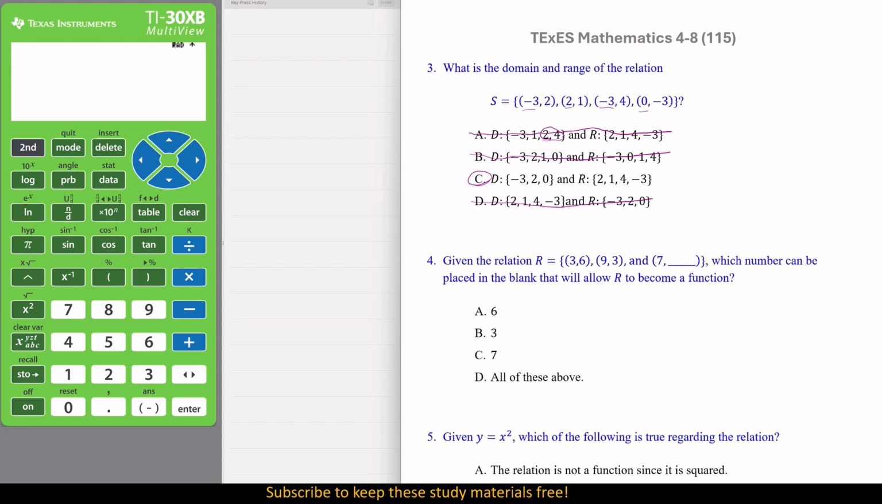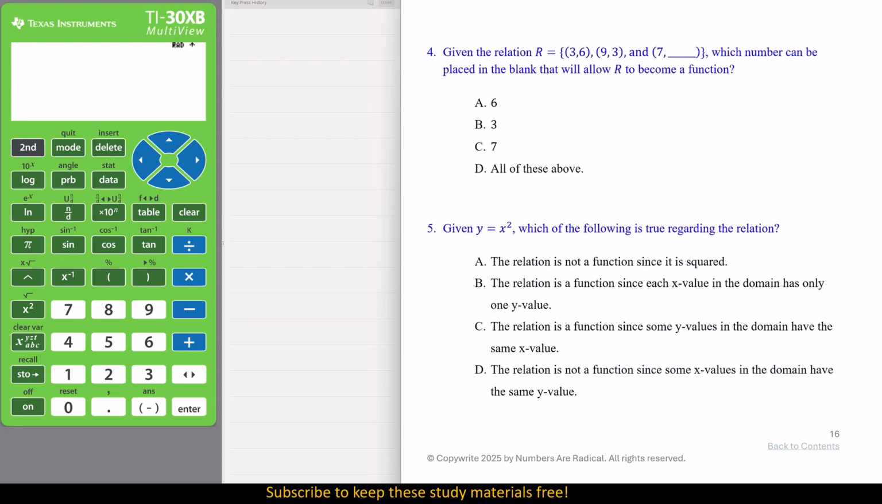Now, for the range, we need all these y values. So let's check. We have 2, 1, then 4, then -3, which is correct. Okay, let's look at number 4. Oh, actually, before that, let's scoot up just a smidge.